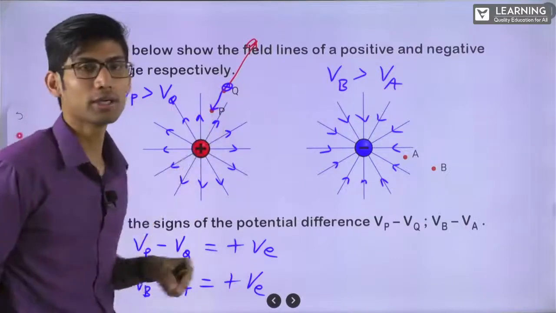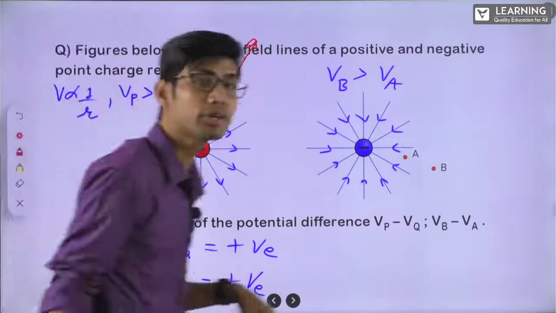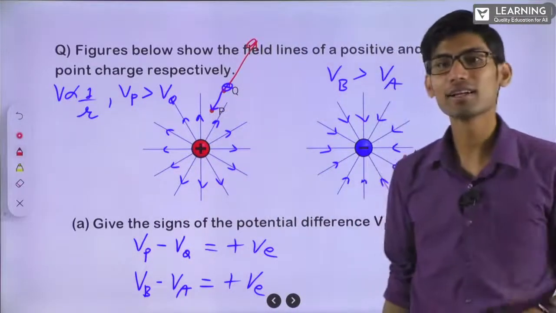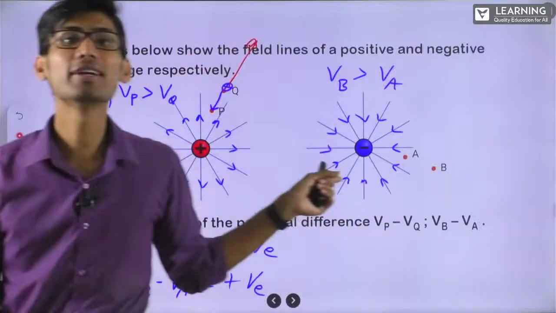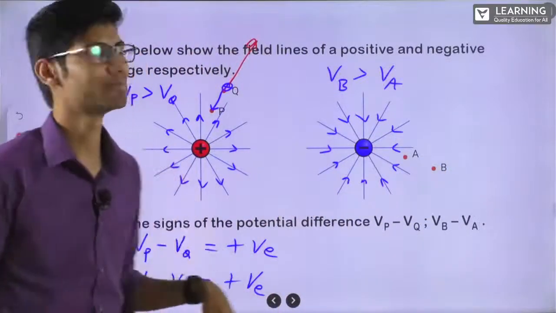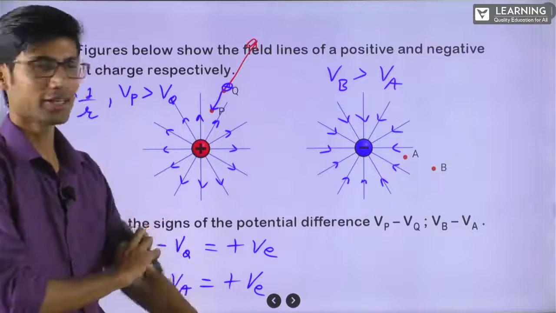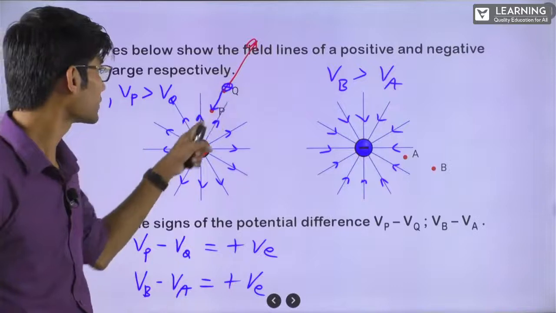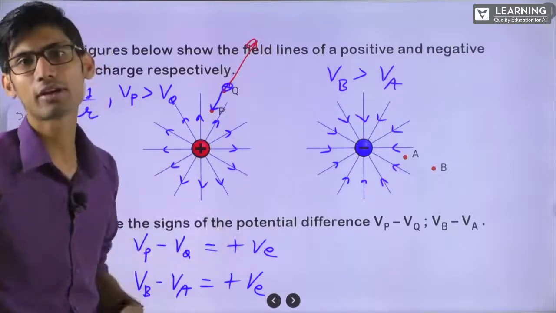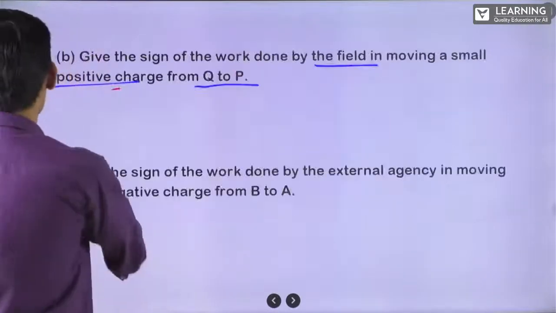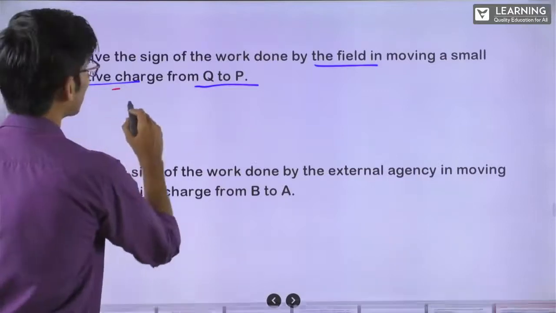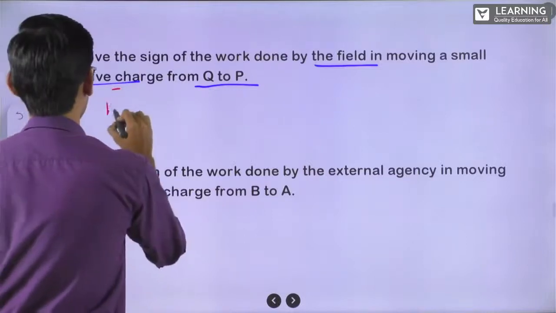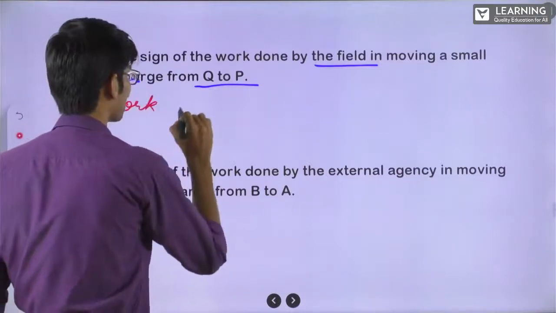So from Q to P, if we have to take this charge from Q to P, the work will be done by the external agent. And work done by field is negative of work done by external agent, because this is opposite work done. Correct? Field will make this charge go away, but they are asking if the field will make this charge go in this direction, that will be a negative work done. Correct? Work done by field will be negative. Work will be done by external agent.